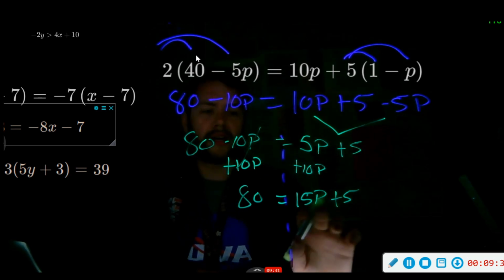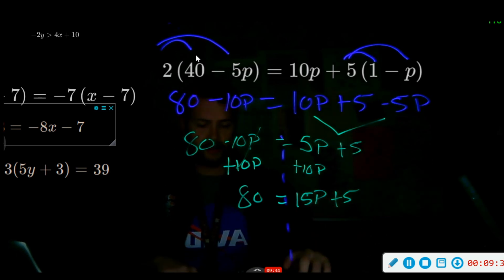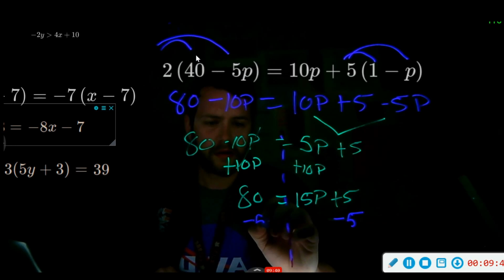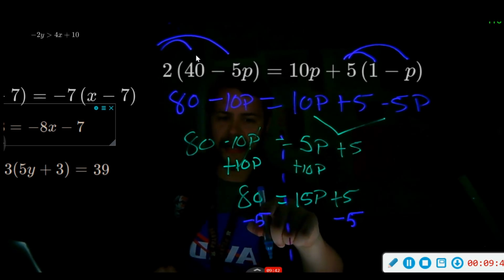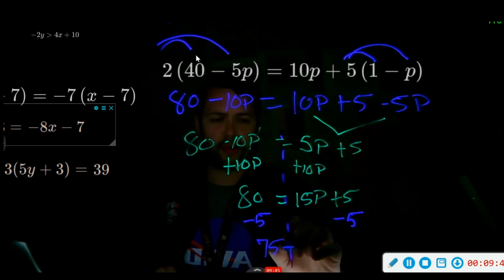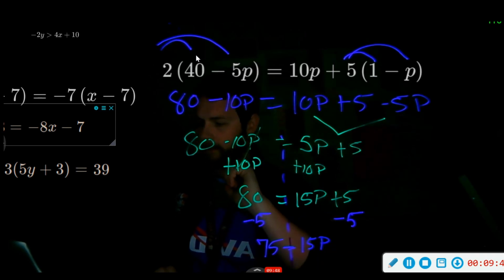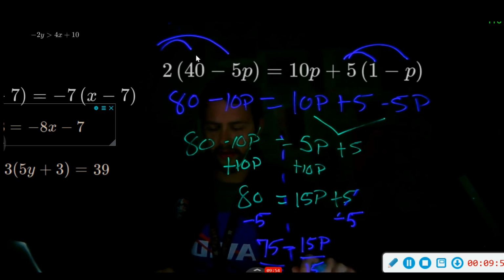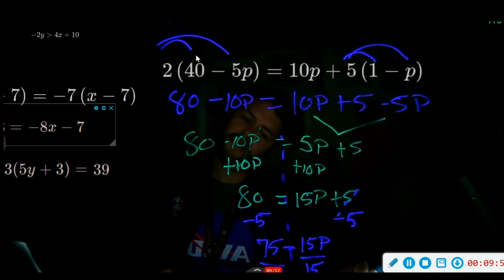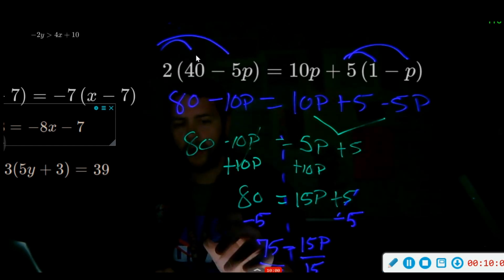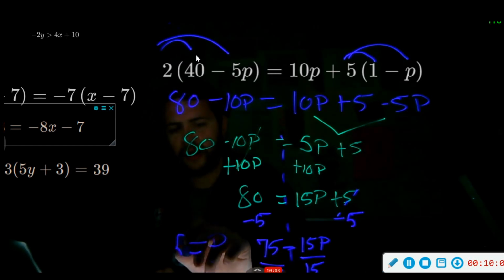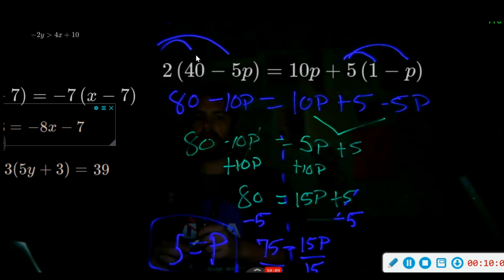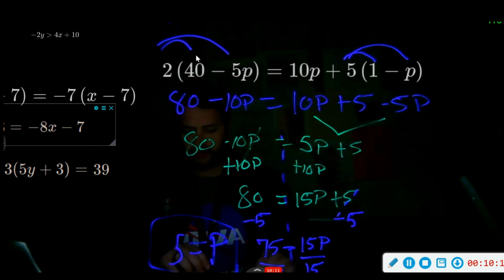And we're almost done here. I want to get the p by itself. We're 2 steps away. I am going to subtract the 5 this time. 80 minus 5 is 75, equal sign, that 15p. That's canceled. And finally, we'll divide, and I'm out of room. 75 divided by 15 is 5. So P equals 5. That's my answer there.